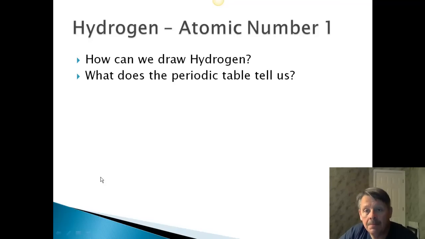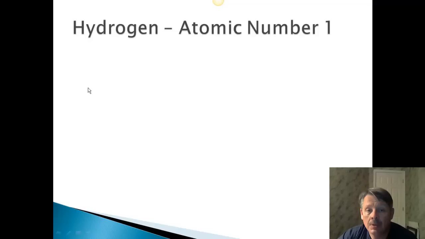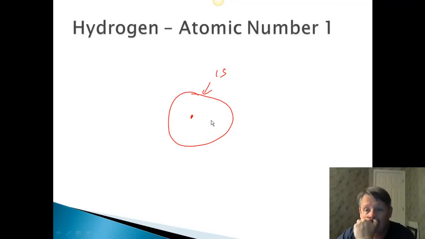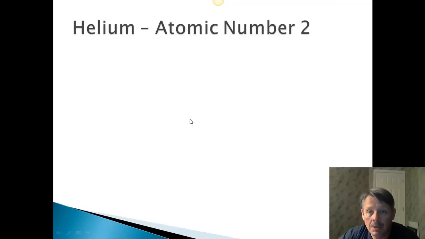All right. So how can we draw hydrogen? What does the periodic table tell us? Well, the periodic table tells us that hydrogen has 1 proton and 1 electron. So when I draw it, I would put the proton in the middle, and then I would draw, this is kind of the 1s level, where I would draw the electron, and it's going to be in here somewhere 95% of the time. Occasionally you'll get one out there, but for the most part it'll be in there.